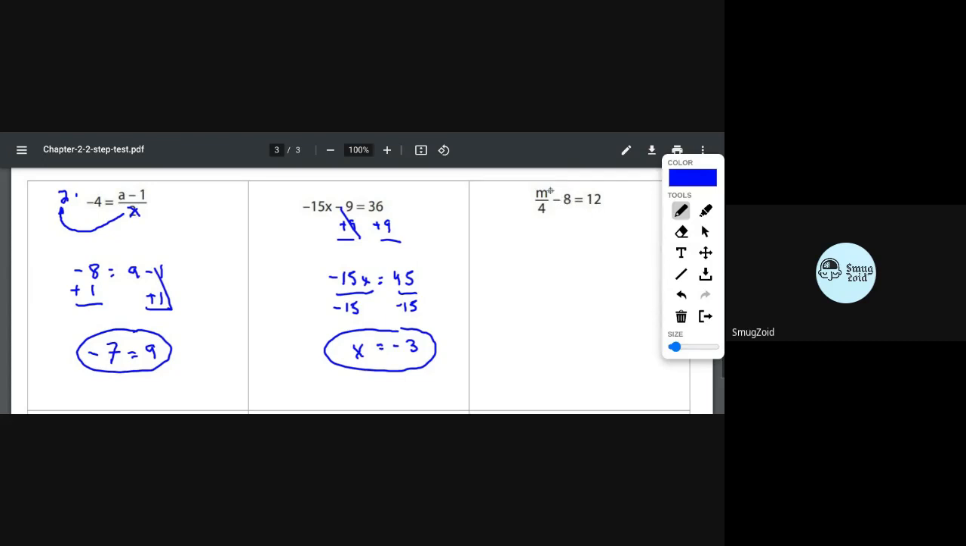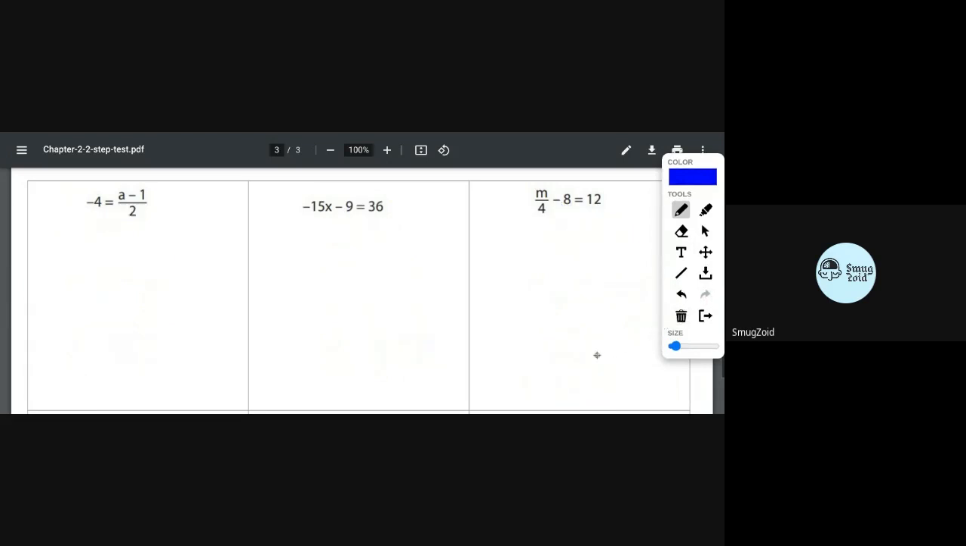Now this throws people off because the first step you got to do is get rid of the 8. Plus 8, plus 8. This goes away. This becomes 20. So you have m over 4 equals 20. And like I showed you before, you just take your 4, you put it up here. And this goes away, so m would be equal to 80. Okay? And let's do our last set of 3.